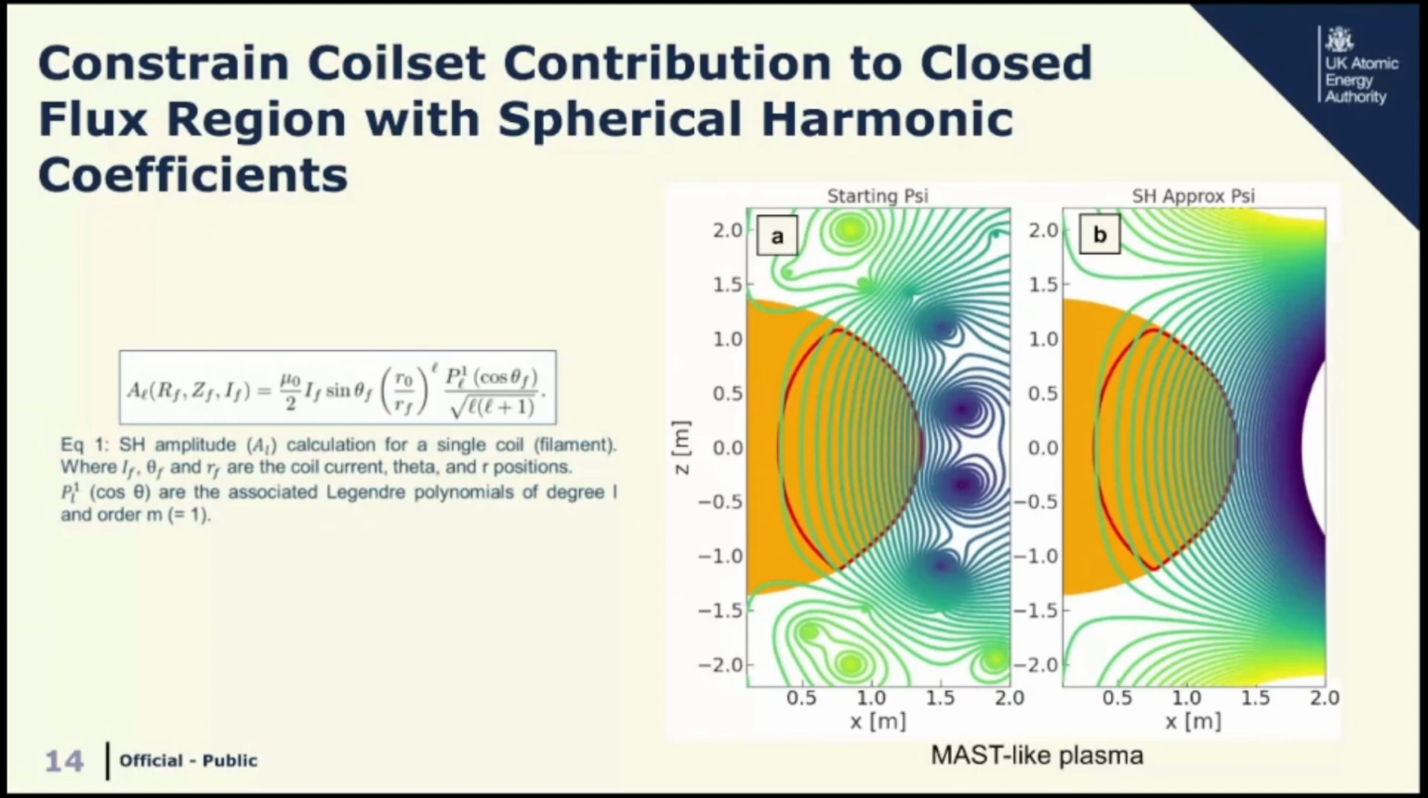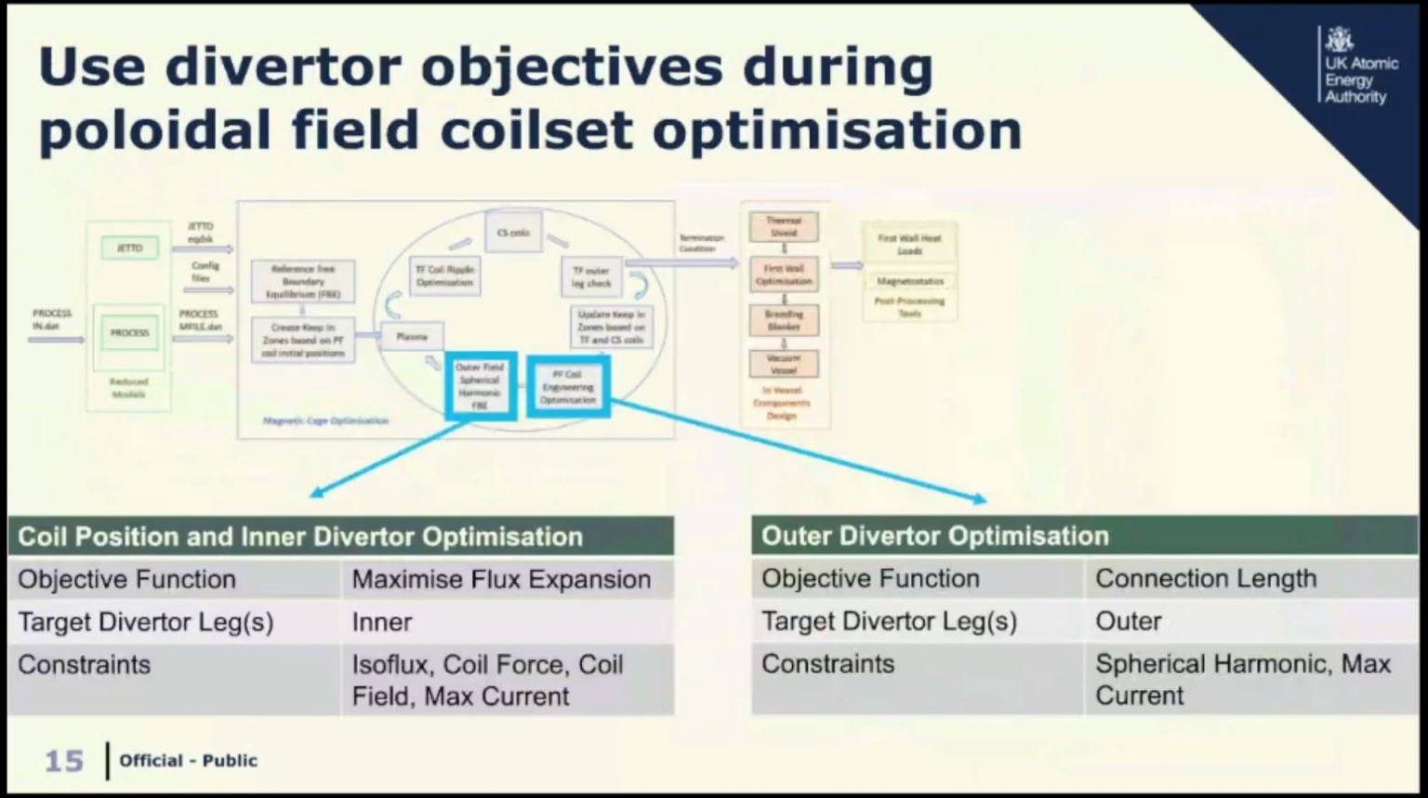We have implemented these in the set of coil set and equilibria optimizations in the STEP workflow. So first we do a coil position and inner divertor optimization. We have maximizing flux expansion as the objective, but we also consider a number of constraints. So we have isoflux constraints on the core plasma and engineering constraints. We look at the coil force and coil field, as well as the maximum current. We then take the output of that and feed it into our outer divertor optimization. So we look at the connection length for the outer leg, and then we're using spherical harmonics to constrain that core.